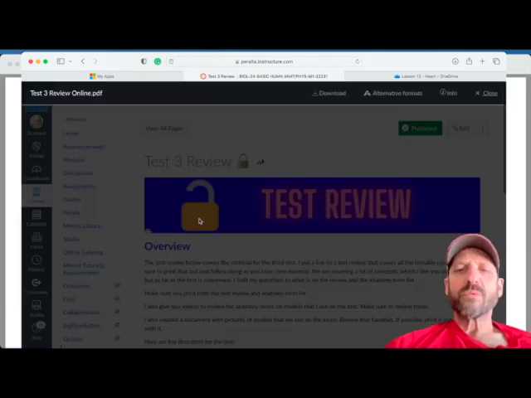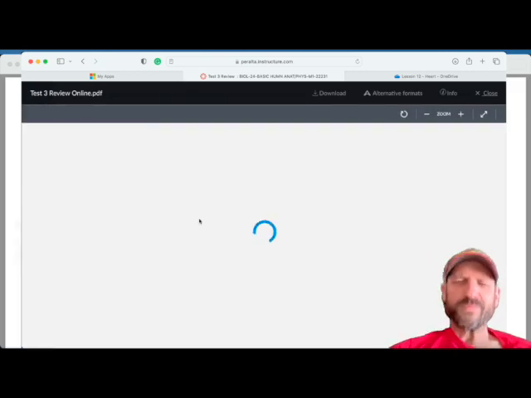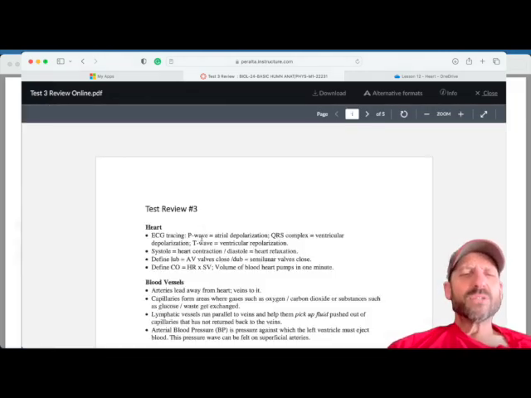Let me see if, I hope it's loading up. We'll see if this one is loading. Yeah, look at that. So this one's loading up.